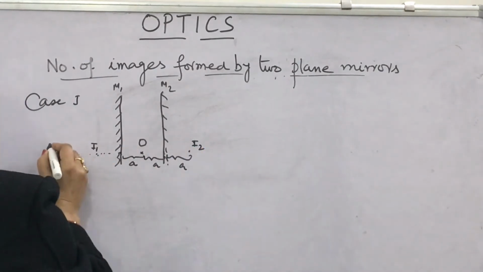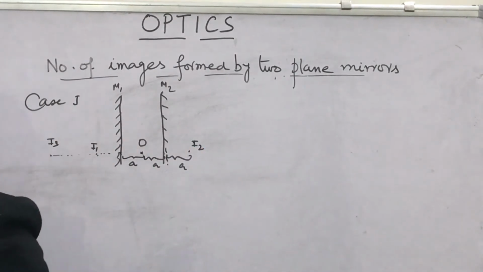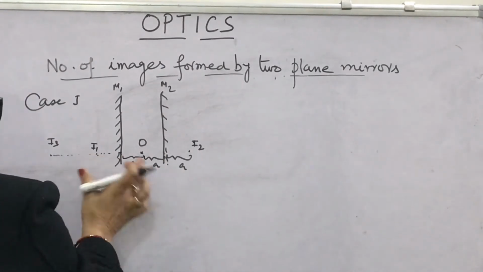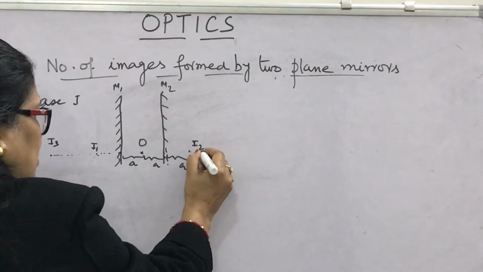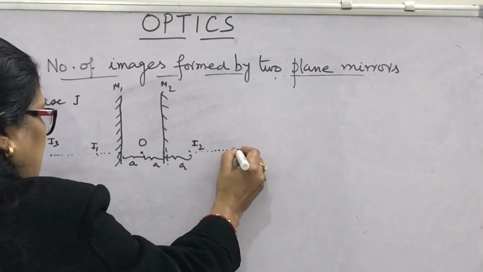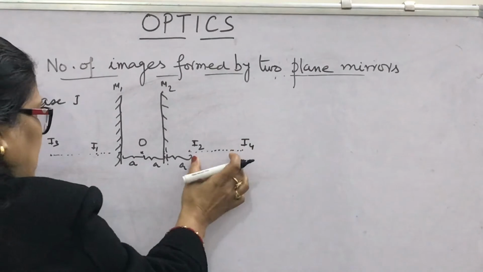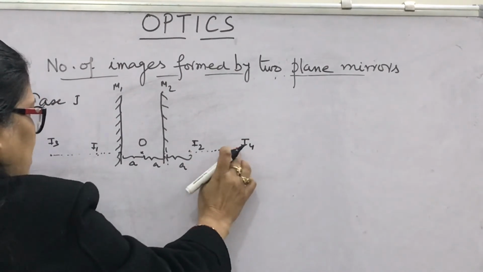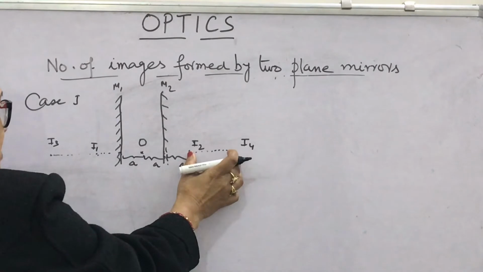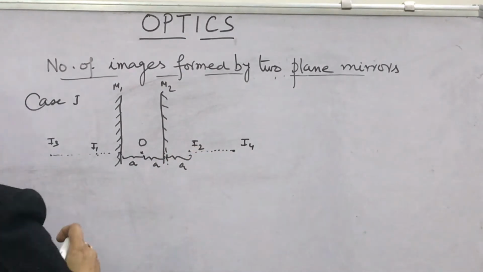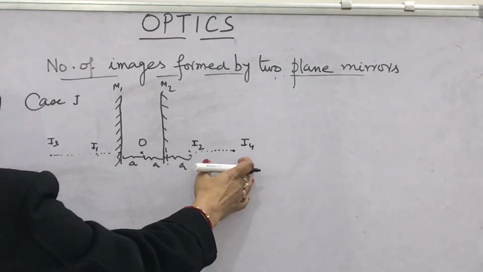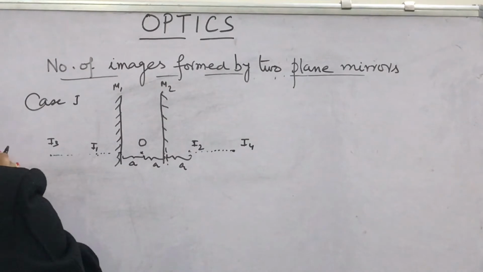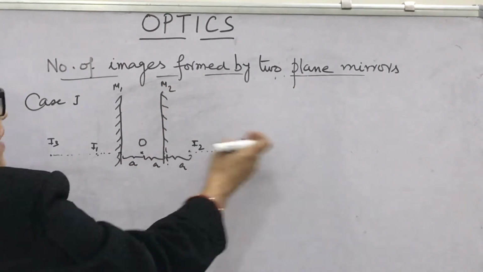Here its image will be formed as I3. Similarly, this will act at the distance of 3A for M2. This I1 will act like a virtual object. So from this position you will find another image I4 at the distance of 2A. This will be the distance 2A, this is A, the total distance 3A. Then again this I4 will act like a further virtual object for M1 and behind it, and this image will act like a virtual object for M2 and behind it.